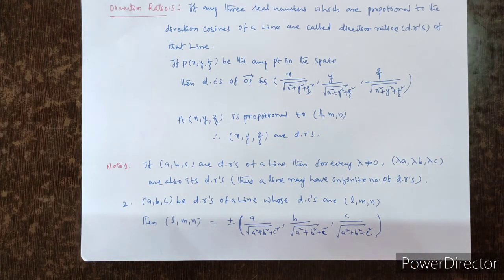So if direction ratios are given, then we can find direction cosines by this formula. Any line has two sets of direction cosines, one positive and one negative. So if the direction ratios are given, we can find the direction cosines of the line by this formula.